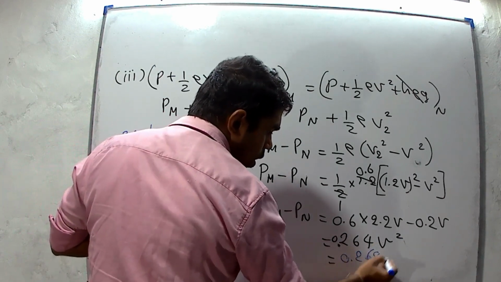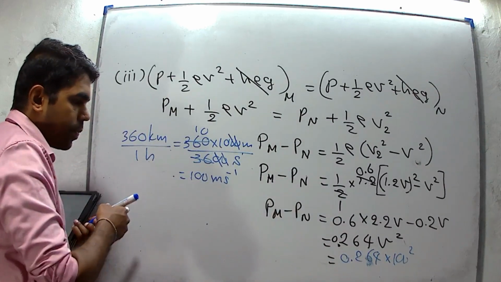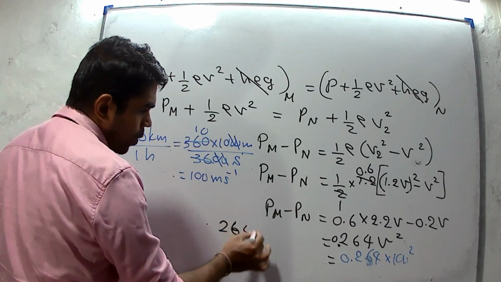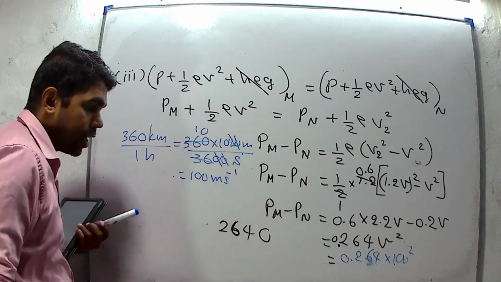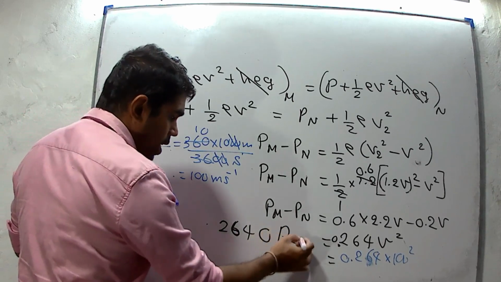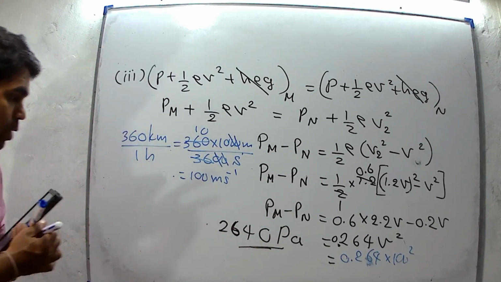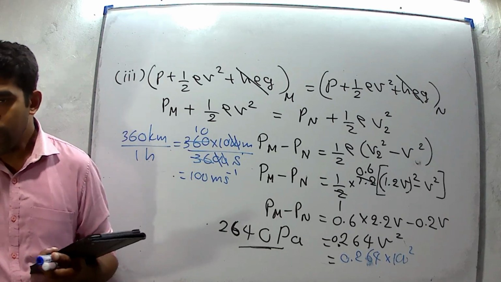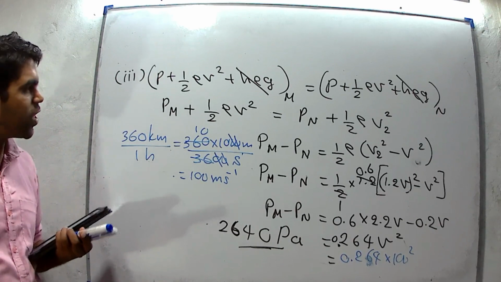0.264 into 100 squared. Then for the answer, we have to move the decimal point 4 times to the right hand side. 2640 Pascal, or Newton per square meter. Now it is the pressure difference.